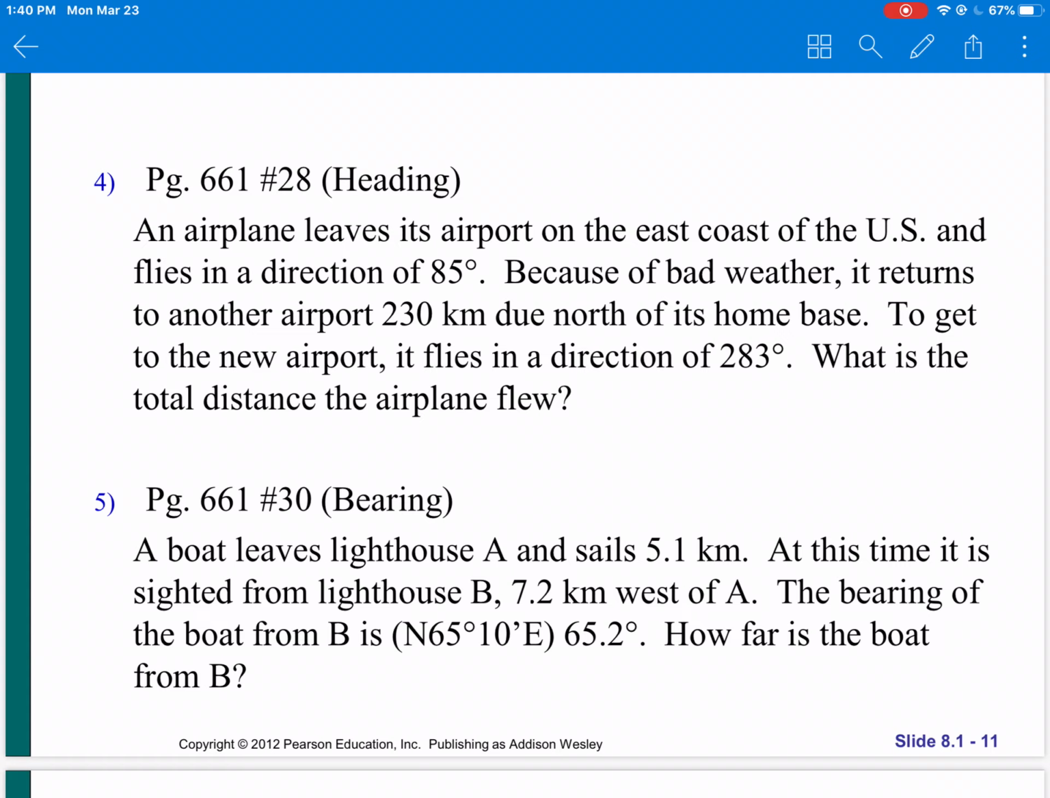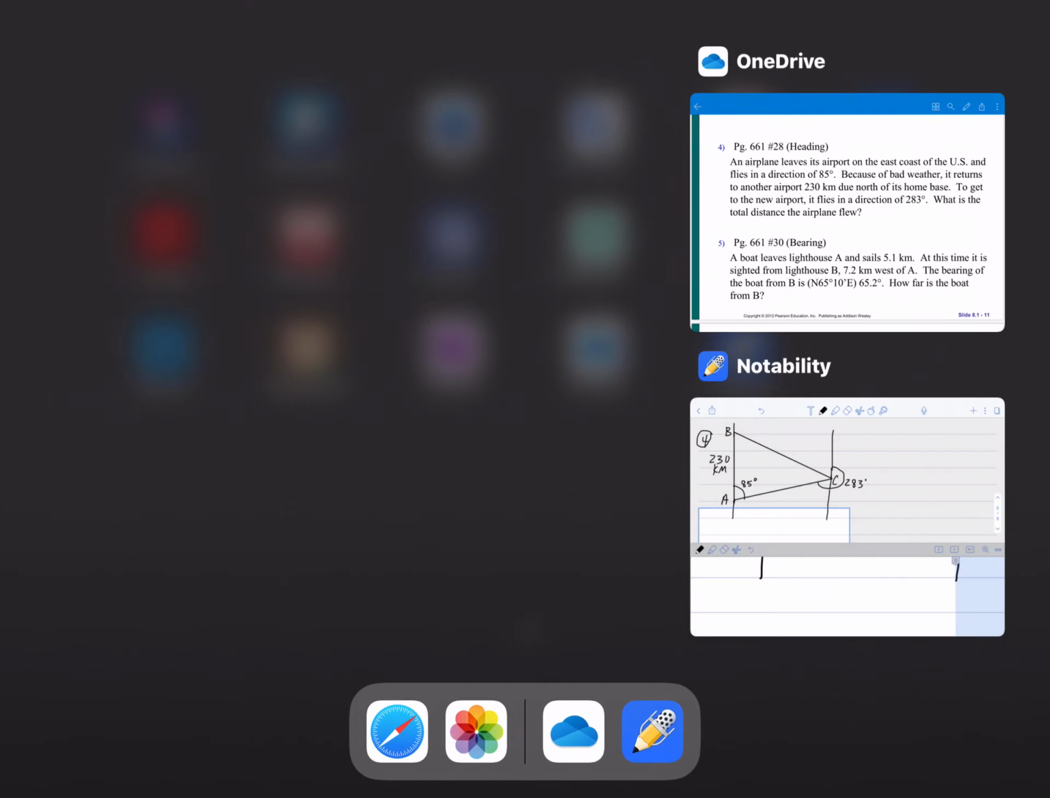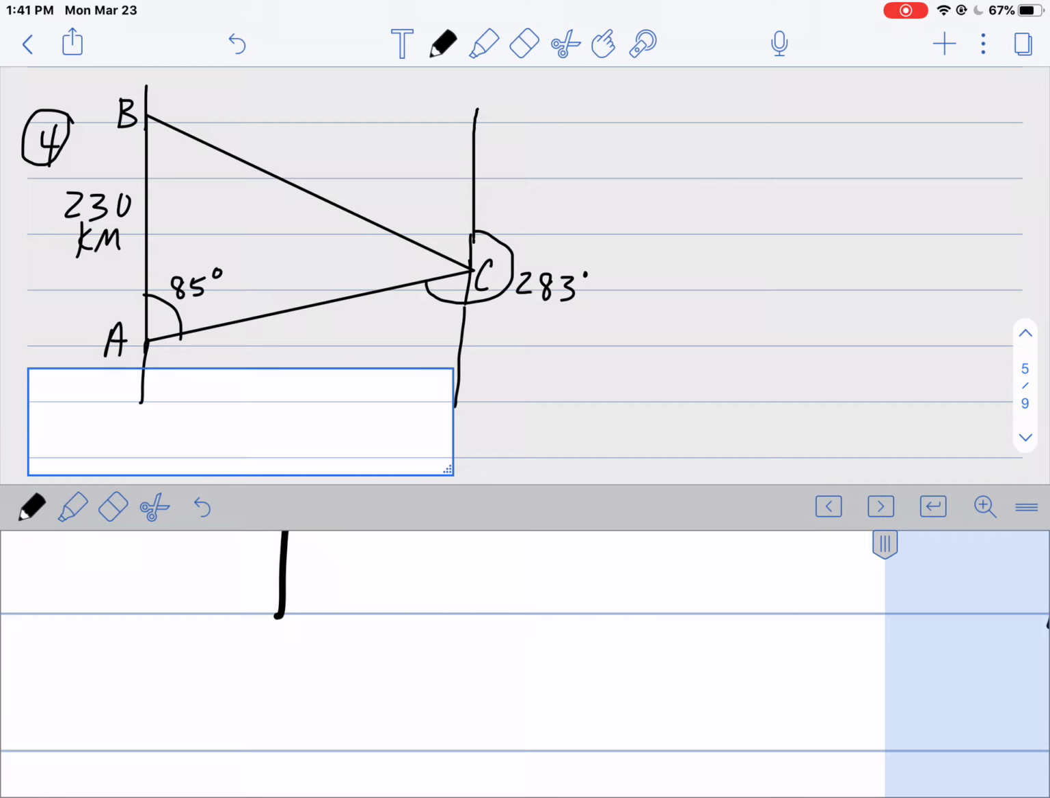All right, so now this is one of those bearing type problems because we're given direction strictly in degrees. When we're measuring direction given in degrees, then our angle is measured from due north. We had the two different types of bearing. So this was the bearing where we were measuring the angle from due north at 0 degrees and then measuring the angle clockwise from due north. Right? So the airplane leaves an airport on the east coast of the United States and flies in the direction of 85 degrees. So here's our airport.